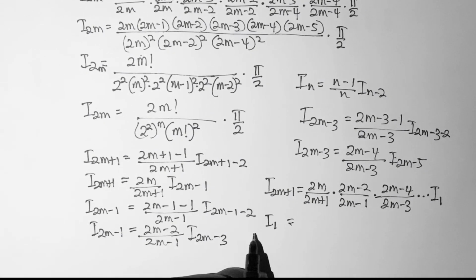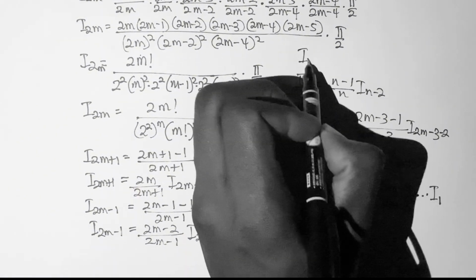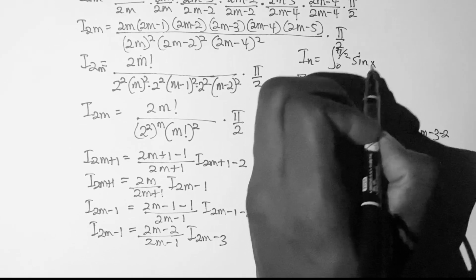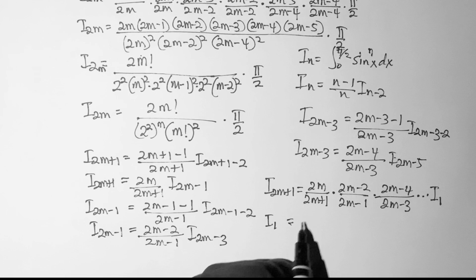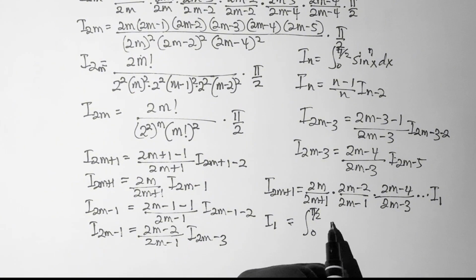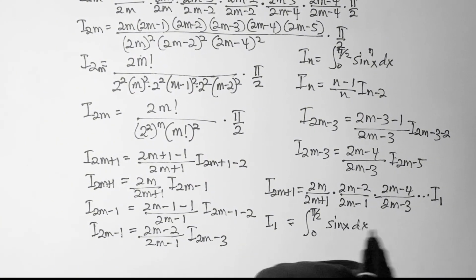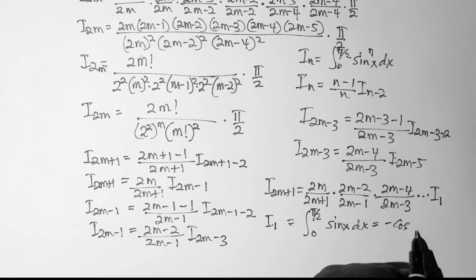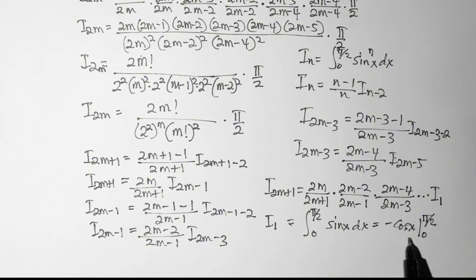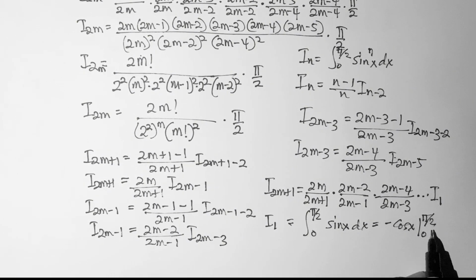Remember that from the question, I of n is equal to the integral from 0 to pi on 2 of sine x exponent n dx. So I of 1 is the integral from 0 to pi on 2 of sine x dx. If you integrate sine x, you get minus cos x evaluated from 0 to pi on 2. Now minus cos pi on 2 is 0, so minus cos 0, which is 1, and therefore this will give us 1.